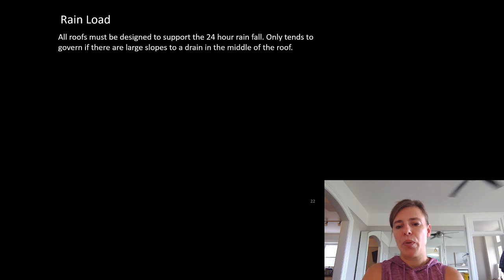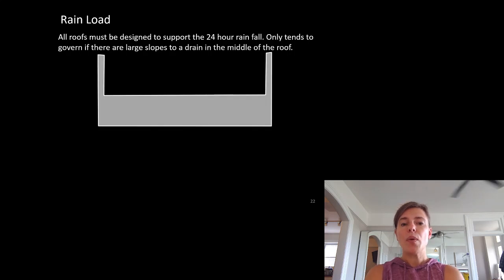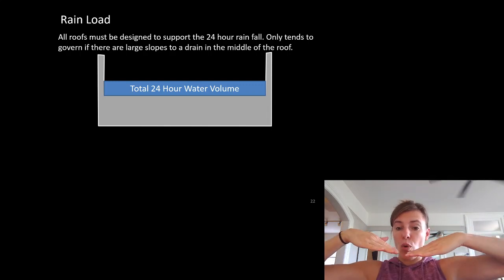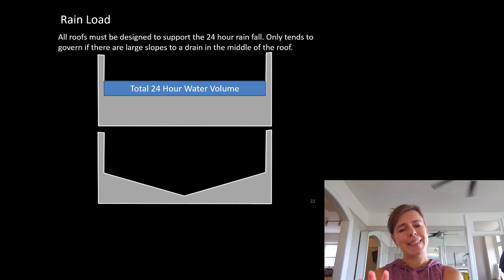So when would rain load govern? Now, I said this is about storing 24 hours of rain on a roof, assuming our gutters and our scuppers are clogged. So if this is a roof, and that's our 24-hour volume of rain, acknowledging that there's depth to this, we'll often put a drain in the middle of the roof and slope our roof down to that drain. So this is exaggerated, obviously, but this is what we might do to our roof.